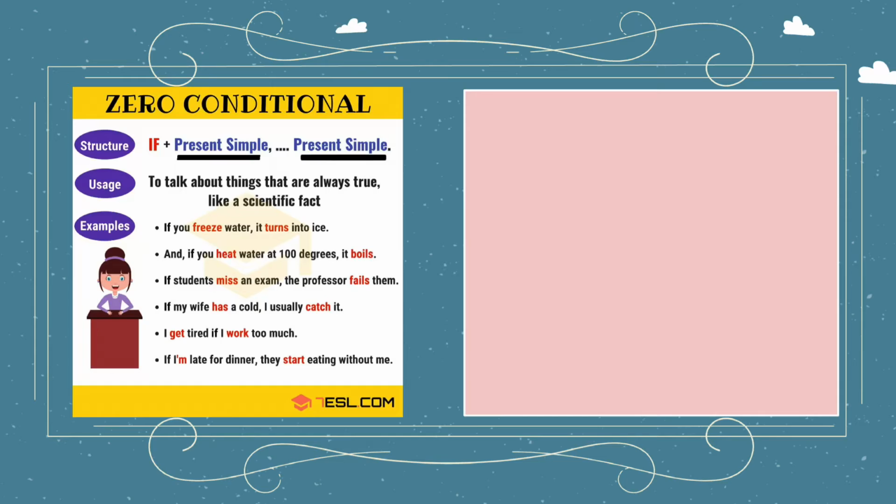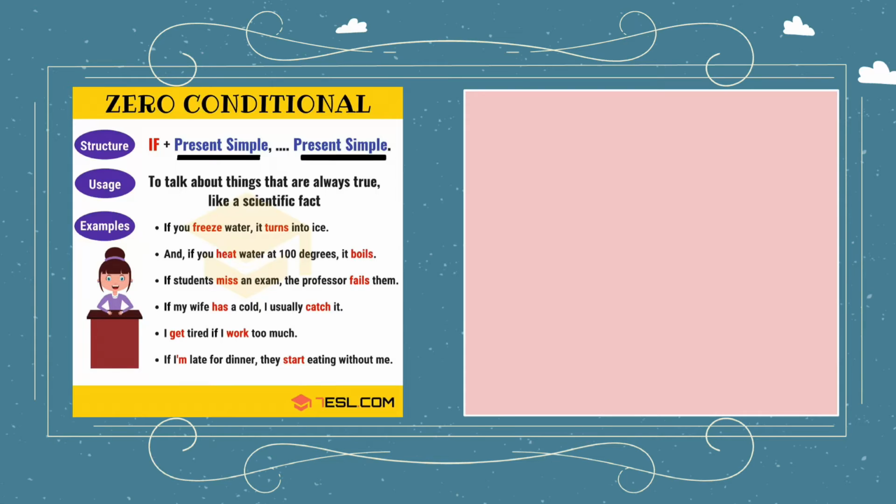C. If students miss an exam, the professor fails them. The present simple words are miss and fails. D. If my wife has a cold, I usually catch it. The words in present simple are has and catch. E. I get tired if I work too much. The words get and work are present simple. And lastly, if I'm late for dinner, they start eating without me.